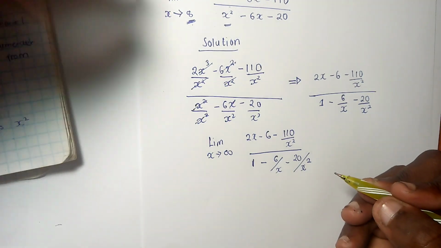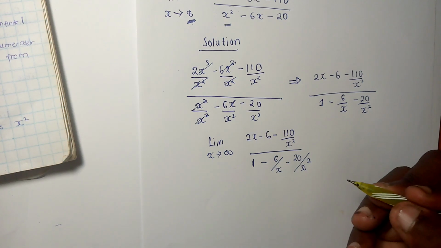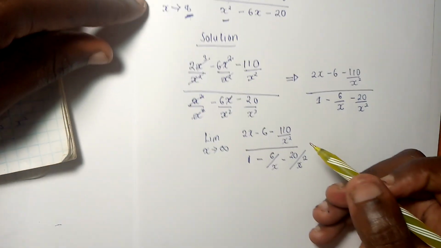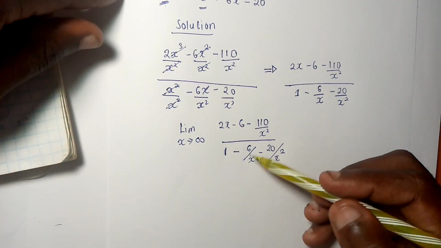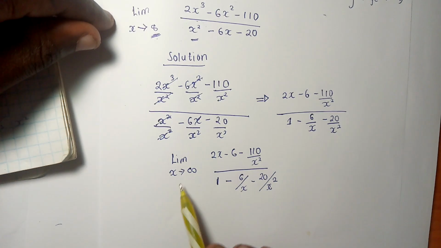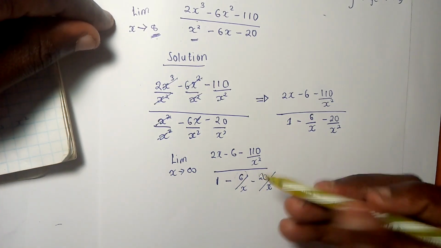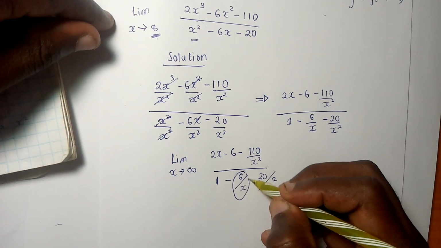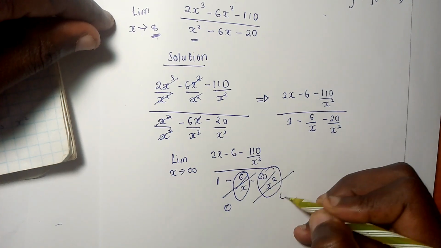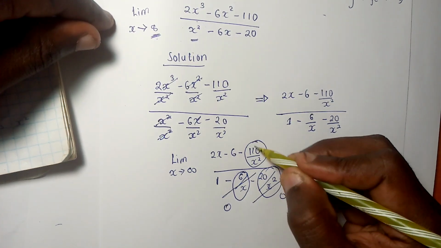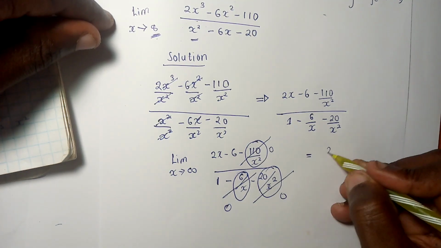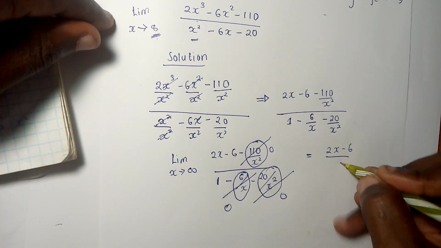You realize one thing: when the denominator of a certain number is a very large number, the answer approaches 0. So if x is a very large number, 6 over x will approach 0. Same thing for this one, it will approach 0, and the same for this one. So we are remaining with 2x minus 6 over 1.